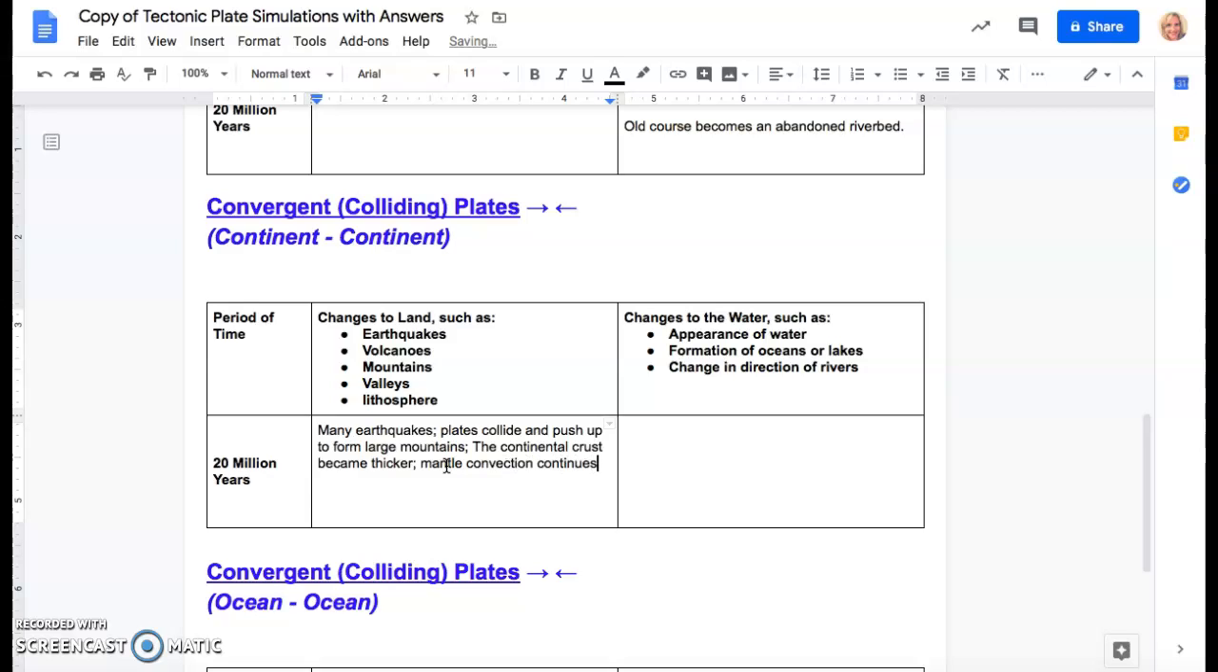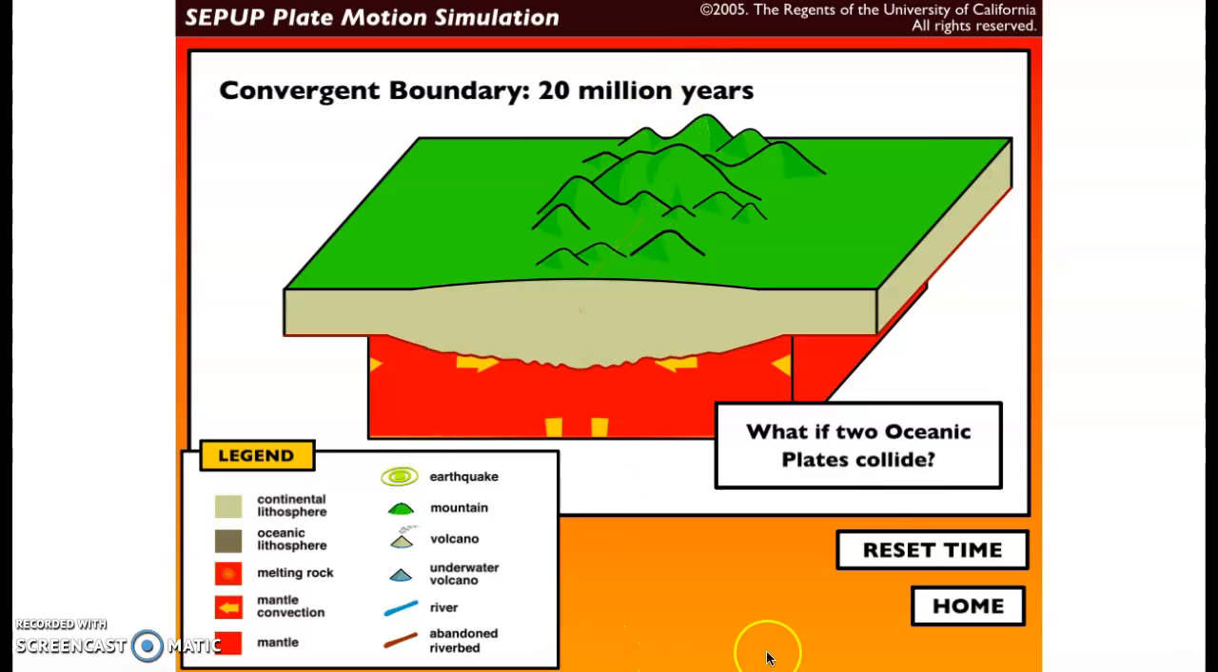Did anything happen with the water? I would say no. There was no water to be had. It was two pieces of land. This is what we saw when India collided with Eurasia, and the two continents collided and they pushed up the Himalayan mountains.